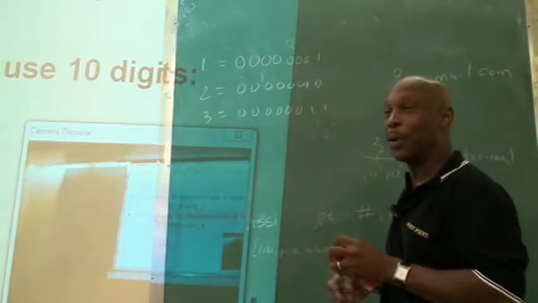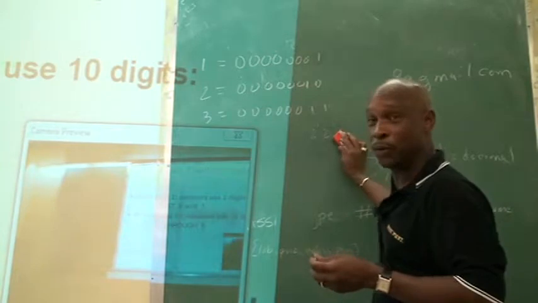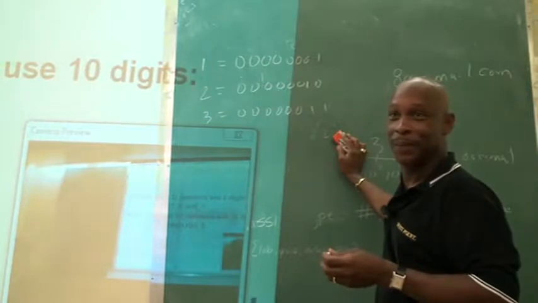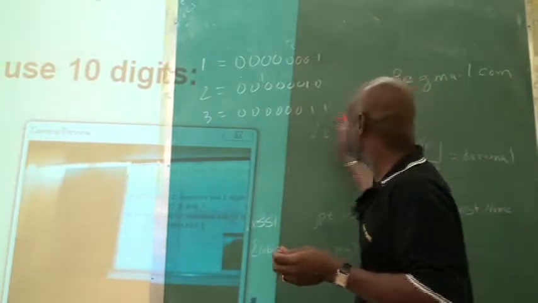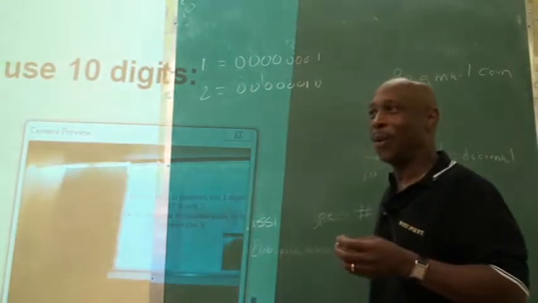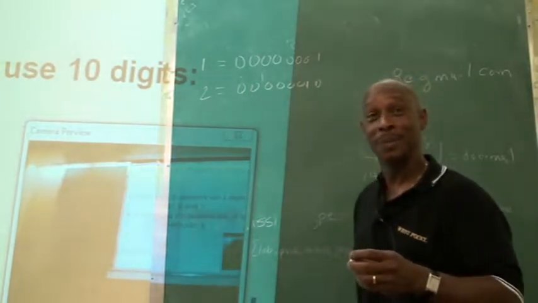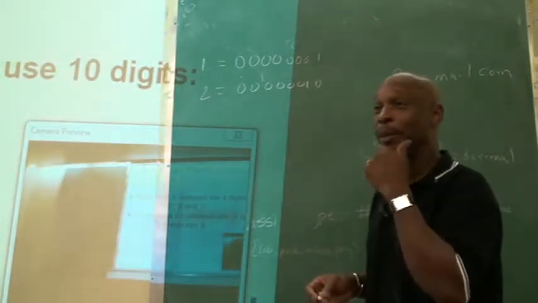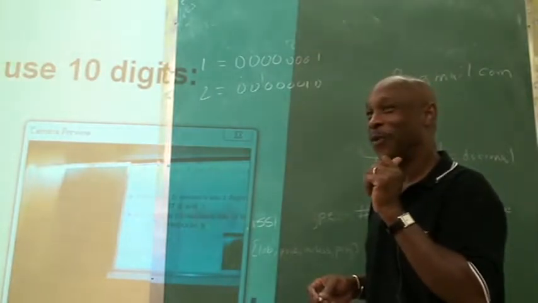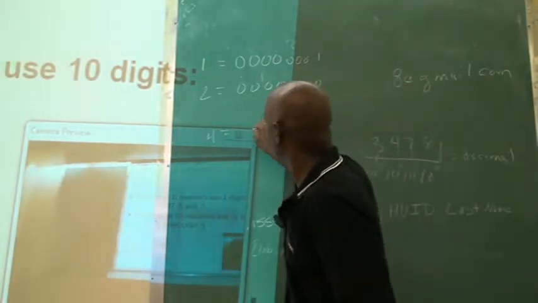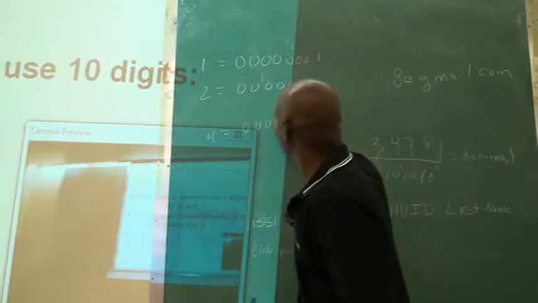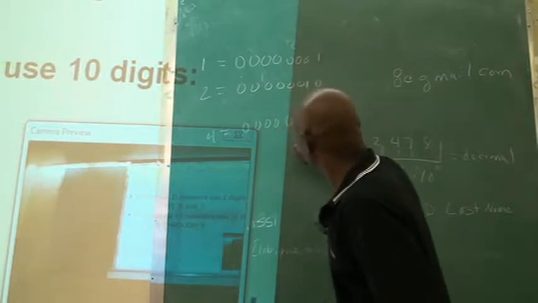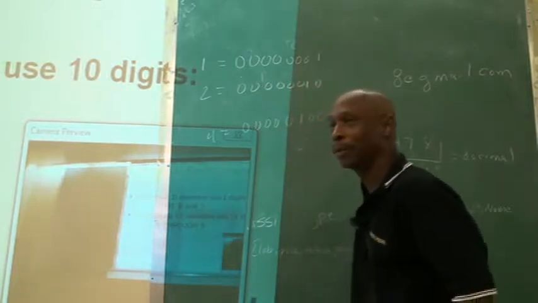Get it? Now, I would be real mean if I put on a quiz, represent the number 57 in binary. All right? Believe me, I would never ask you to do that. But I would expect you to be able to represent the number 3. So 4 is equal to 0, 0, 0, 0, 0, 1, 0, 0, because that 1 corresponds to the 2 to the 2nd power.